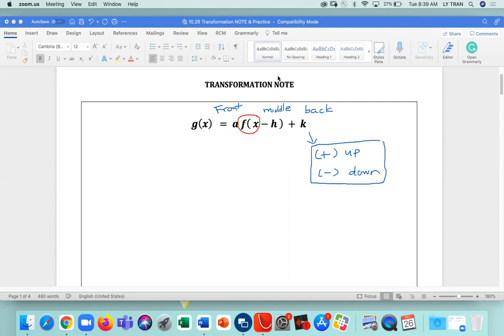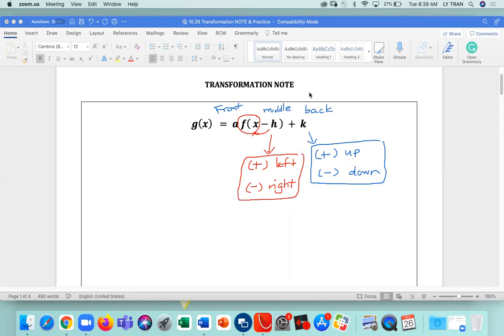Now moving on to H. Because H is directly next to x, two things are going to happen, either go left or go right. When I add, I'm actually going to go left this time. It's kind of odd, but because of the minus in the formula, it switches. And then if I have negative, I'm going to go to the right. So that's going to be left and that's going to be right.